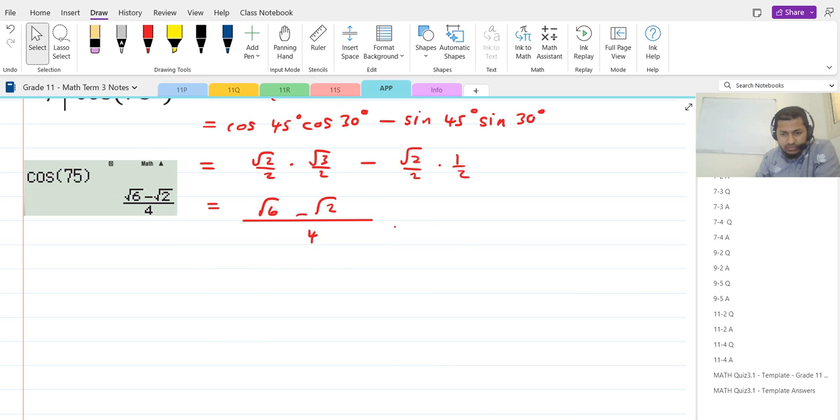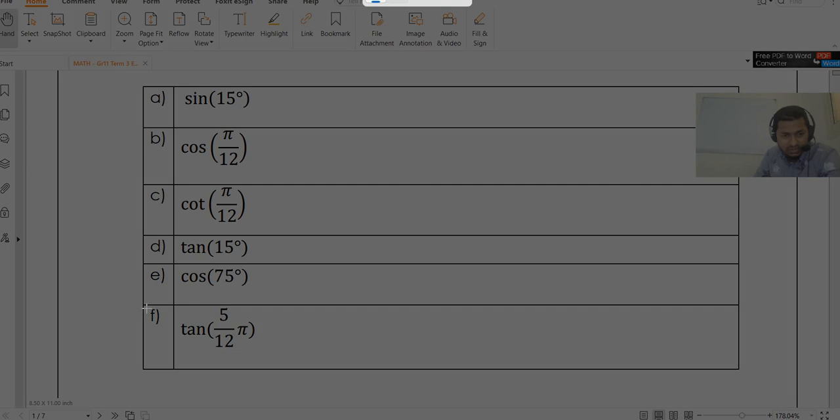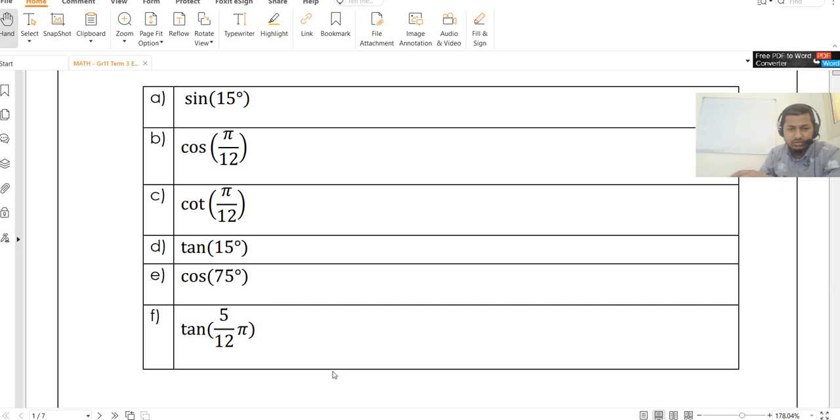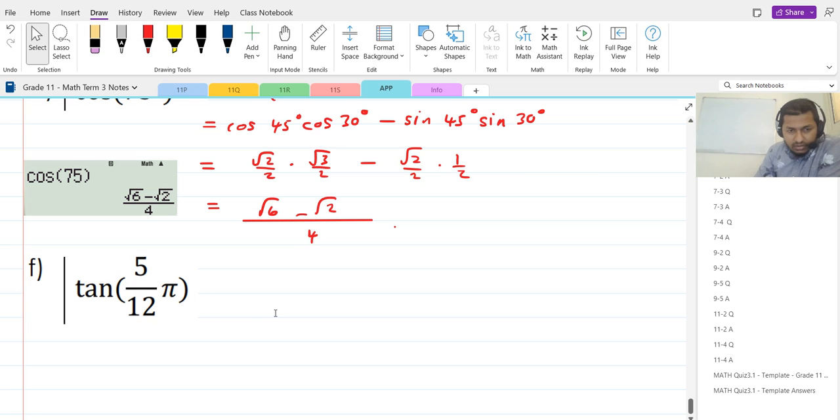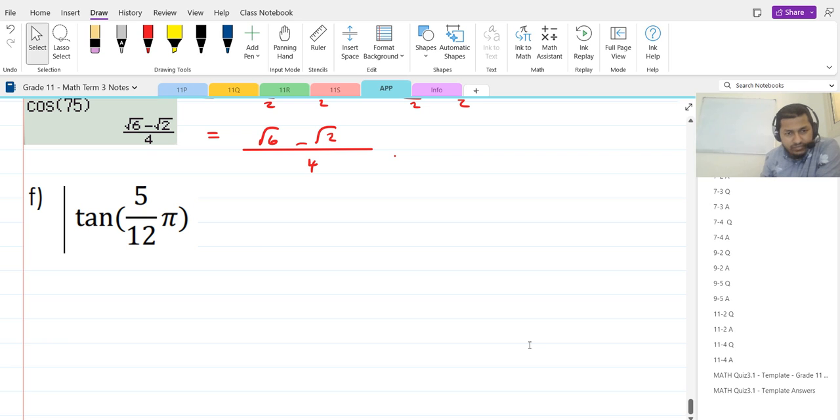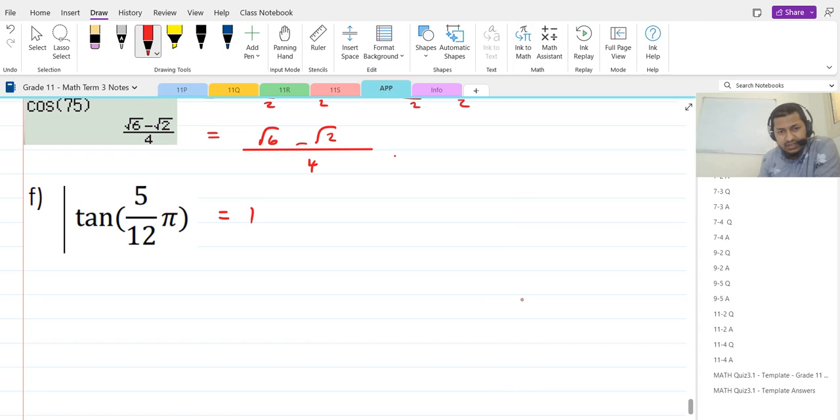Right, next question. Tan 5 pi over 12. That just looks crazy. So what you need to do is change the pi into degrees. Much better to work with, right? I'm sure you got used to degrees now. So pi by 12 is 15 degrees, and 15 times 5 is 75. So we're basically working with tan 75. You can check that: 5 times 180 divided by 12 is 75, right?